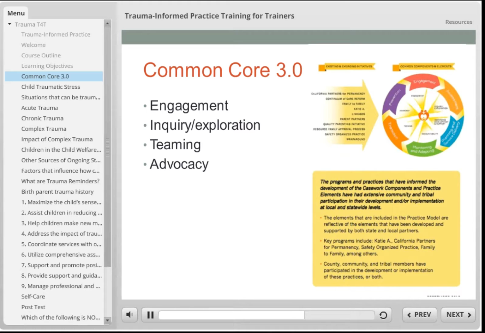You will find the concepts of engagement, inquiry and exploration, teaming, and advocacy woven throughout CORE. By incorporating these concepts that support trauma-informed practice and child welfare, we are striving to create a trauma-informed workforce who can assist families in healing from trauma and accessing resources that create long-term support and stability.